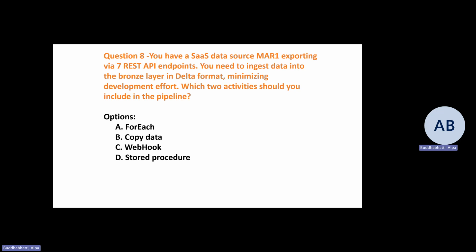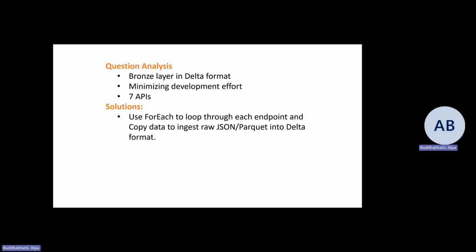So let's do a question analysis. Our first technical requirement is that we need to load the data in the bronze layer in delta format. We need to minimize the development effort, so we try to use no code, low code and reusable code as well. We have 7 APIs as a source, and our target is the bronze layer, as we know now. So the solution is we will use an iterative way.